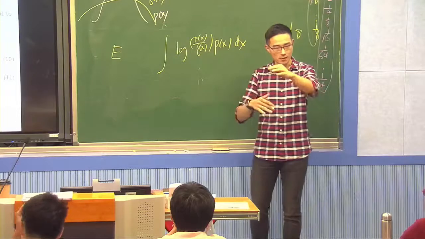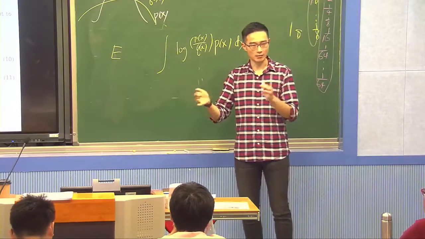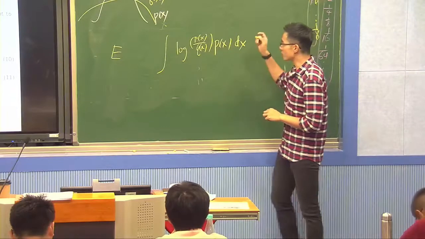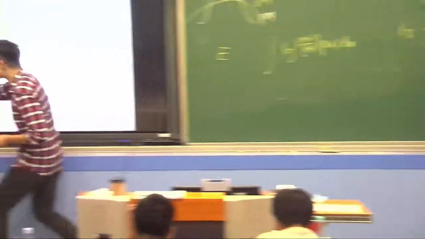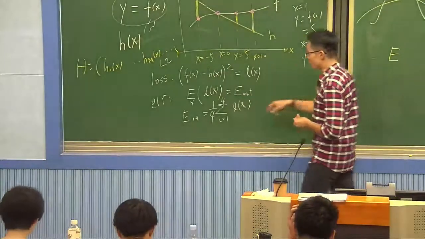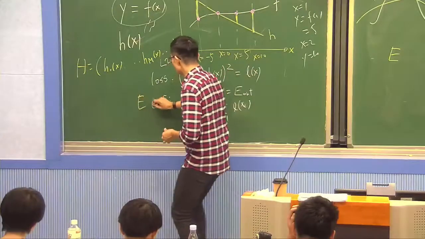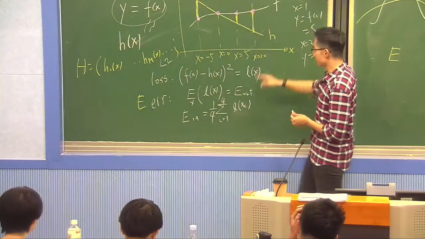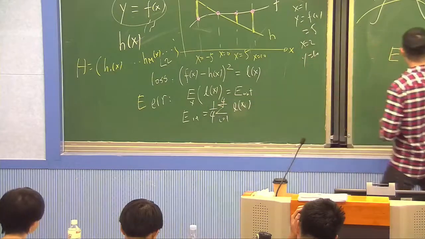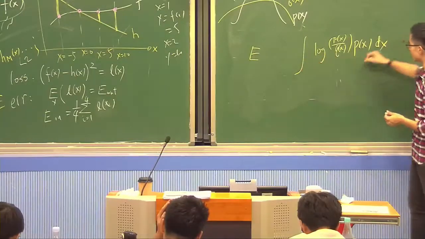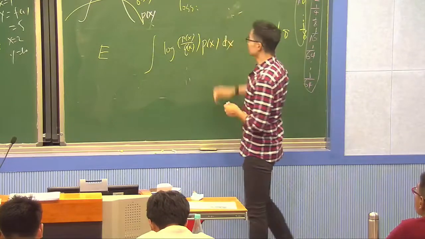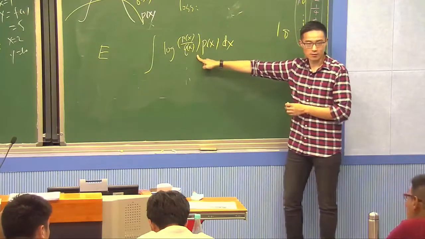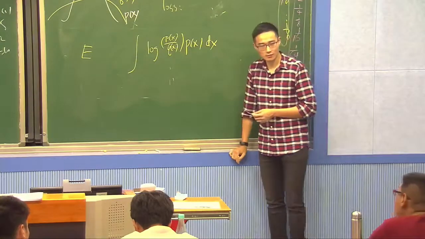Remember, error function is basically a measure of dissimilarity, right? How different they are. So this is going to be my error function for distributions. Again, my error function for functions is something like this. My error function for distribution is KL divergence. Now, what is the loss function here? If this is the error function, what is the loss function? Can you tell?